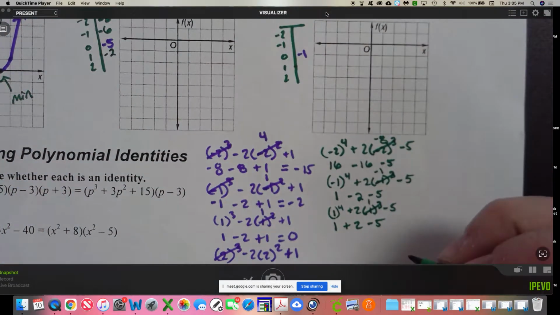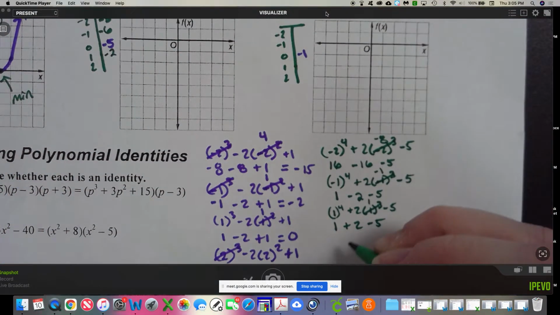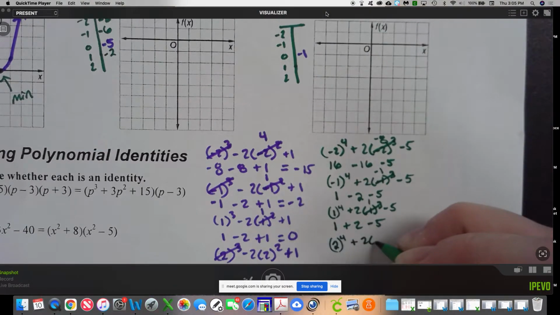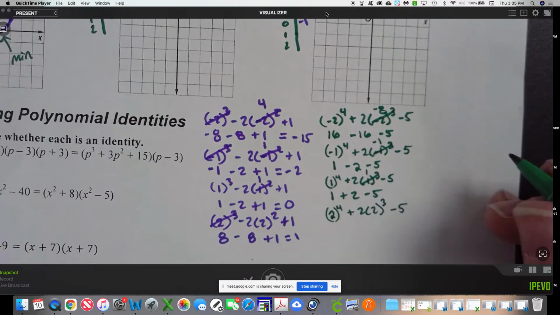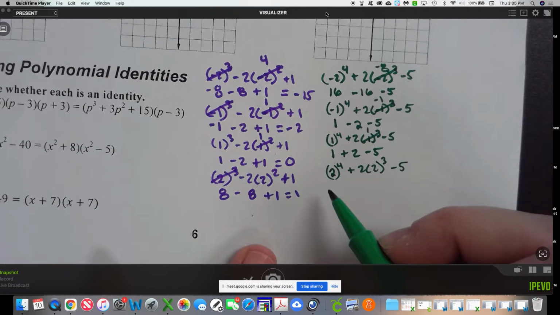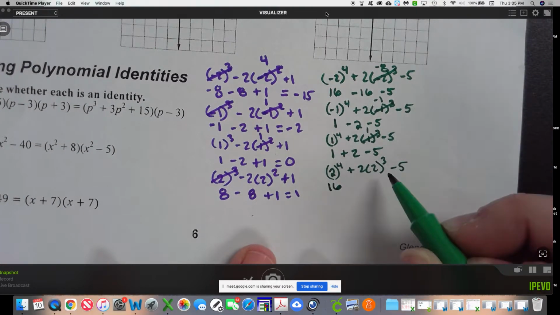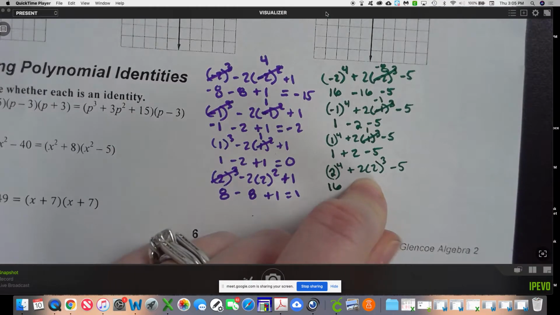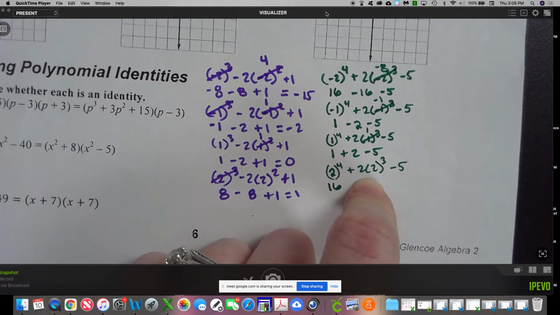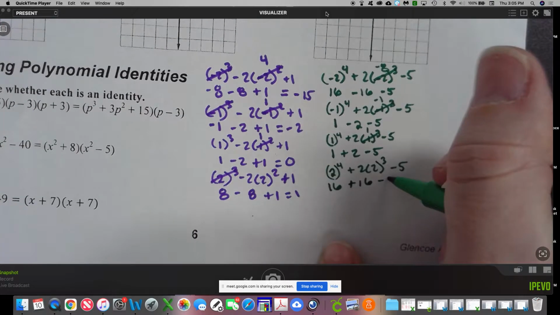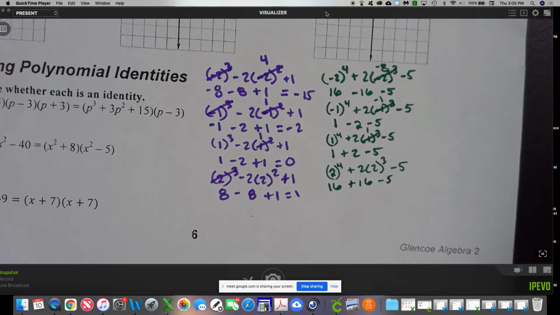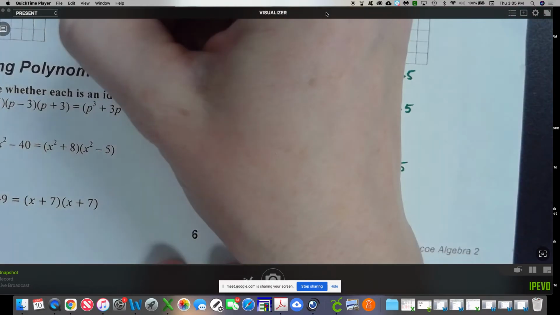So 2 to the 4th power plus 2 times 2 to the 3rd power minus 5. 2 to the 4th power is 16. Really, 2 times 2 to the 3rd power is 2 to the 4th power again, because there are four 2's, right? So that's another plus 16. 16 plus 16 is 32, minus 5 is 27. Yikes. Okay, so those are our values.